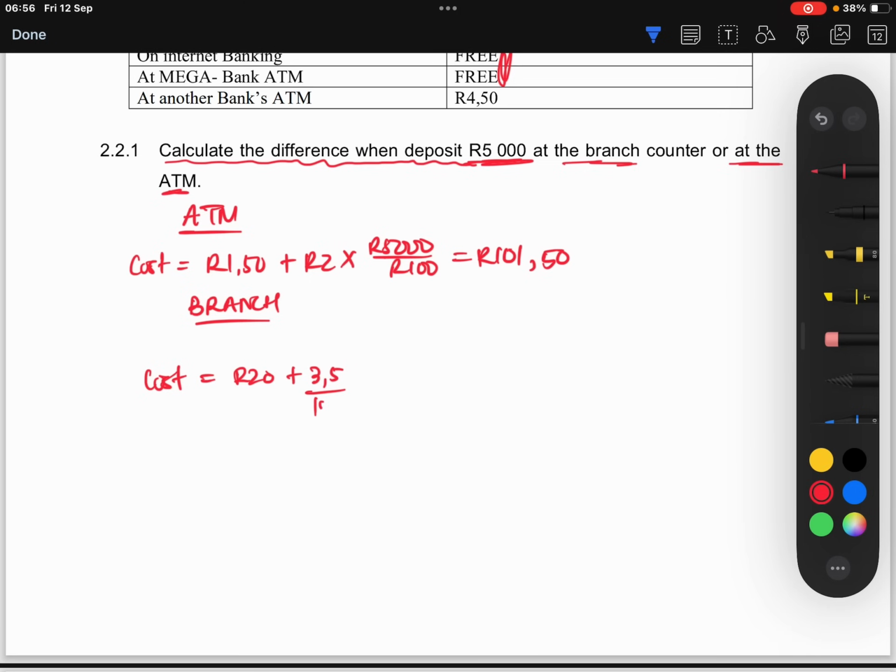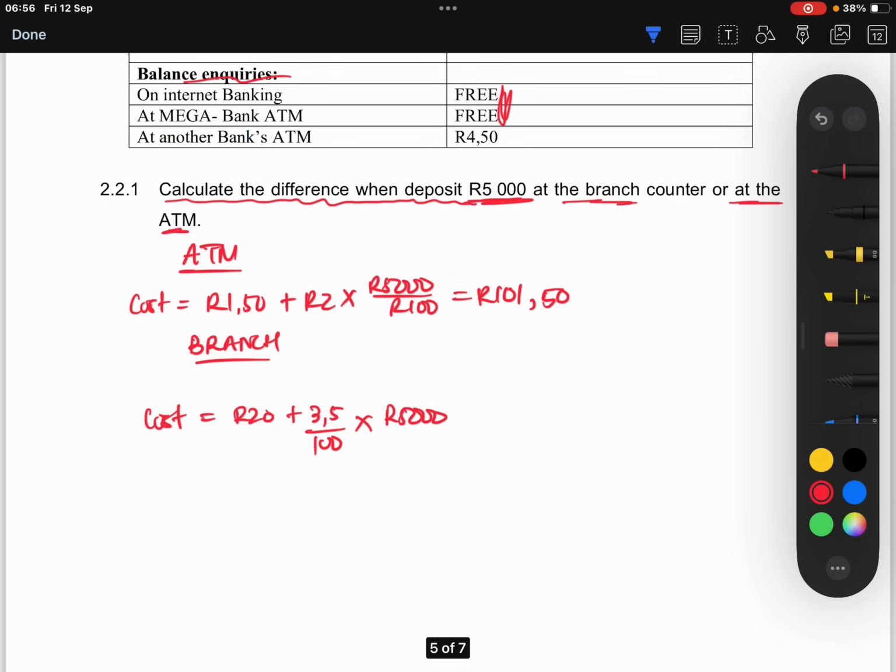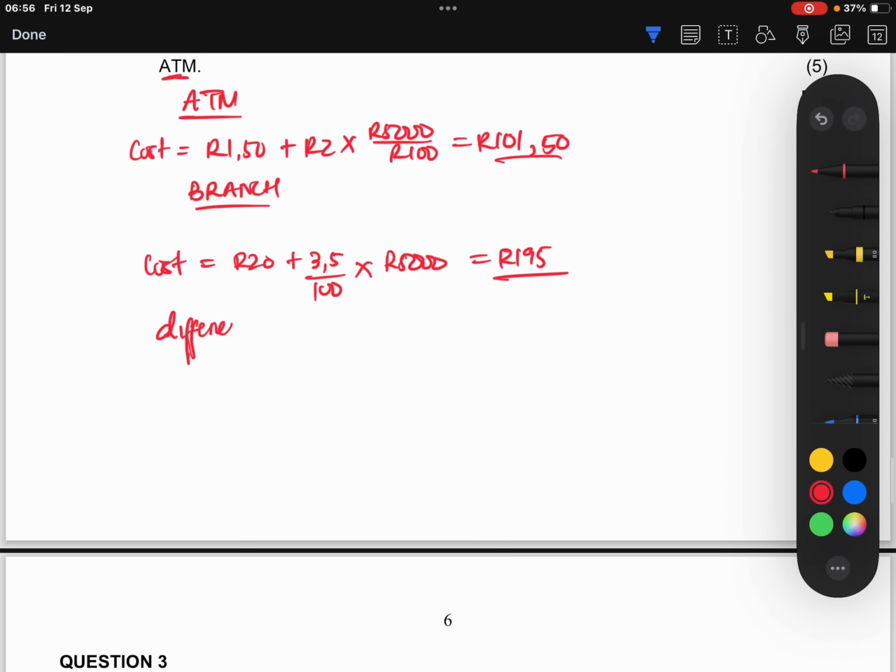The 3.5%, guys, you have to divide by 100 and times by what? And times by the total money that you deposit. It's 5,000. So the answer there, when you punch it in the calculator, is 195 rand. We wanted the difference between the two, so it's 195 minus the 101.50. The difference in those amounts is 93 rand 50 cents. That's the difference. We're done with that question.